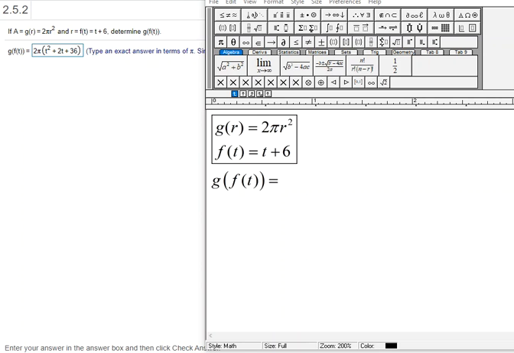Okay, so let's take a look at this one. This is a composition of two functions. G of r is 2 pi r squared. F of t is 6 plus t. So we're going to do g of f of t.